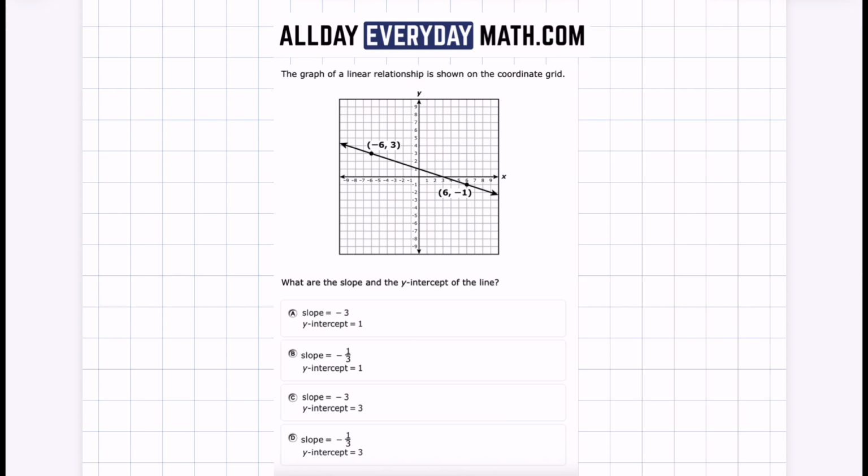This is number 5 from the 2025 8th grade math STAAR test. It says the graph of a linear relationship is shown on the coordinate grid. What are the slope and the y-intercept of the line?